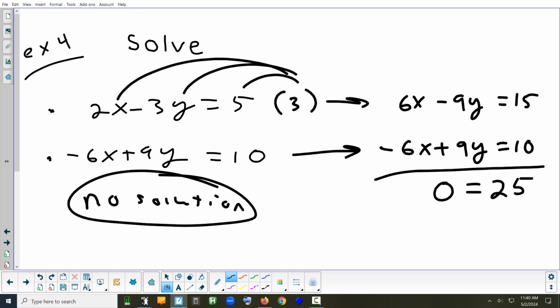So what would these lines look like if I drew them? Probably parallel. They would have the same slope, but they would have different y-intercepts. If they had the same slope and the same intercept, then they would be the same line. And we would have gotten a number on the left and a number on the right that would equal each other, like 0 equals 0. So any question on the no solution case or the infinite solution? Any question on what the infinite solution would look like?